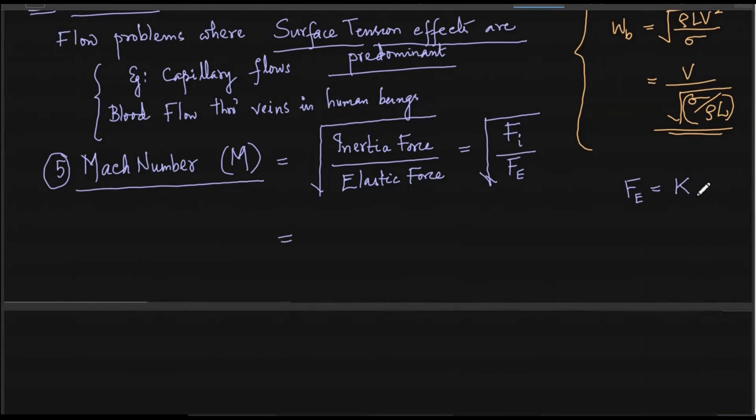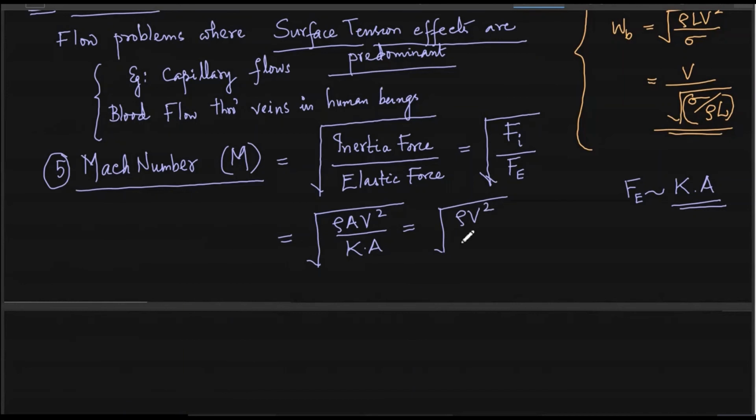In fluid mechanics, bulk modulus is actually the change in pressure divided by volumetric strain. You can write this dimensionally. Now see, inertia force you know already, that is rho A V square, divided by bulk modulus K into area, that is the dimensional form of elastic force. We often call it force due to compressibility also. So it is the ratio of inertia force to elastic force acting on the fluid. And what do you get? Square root of, area will be cancelled, that is rho V square divided by K.